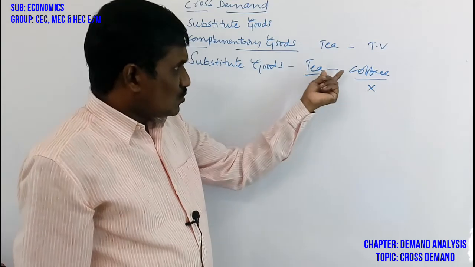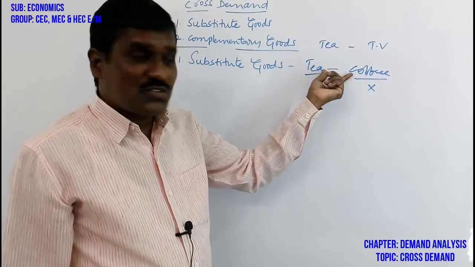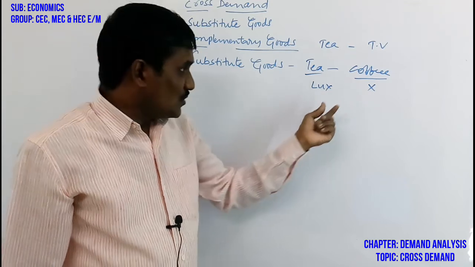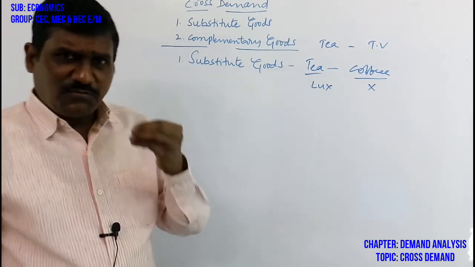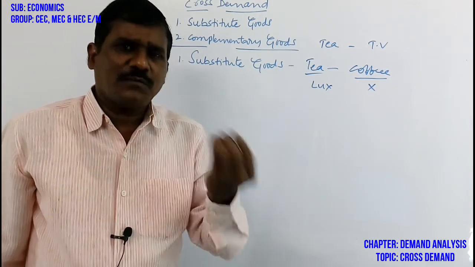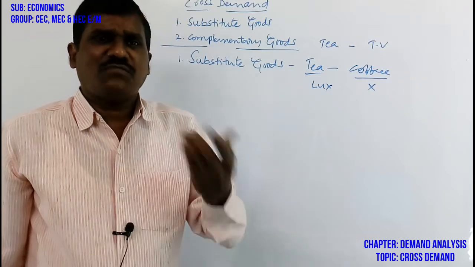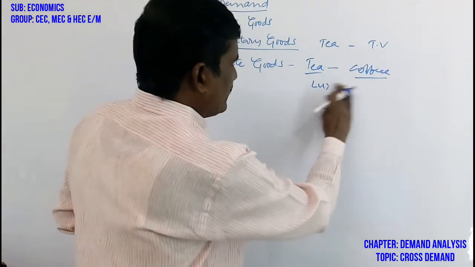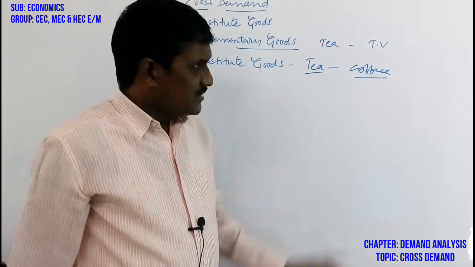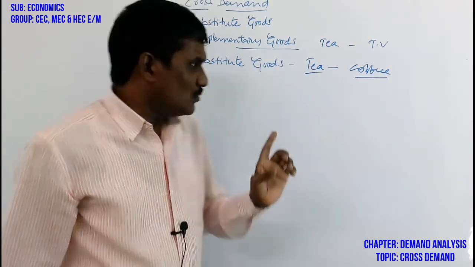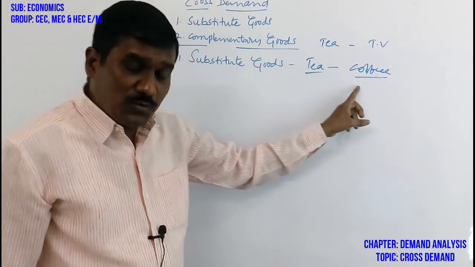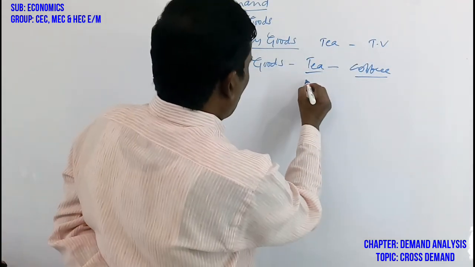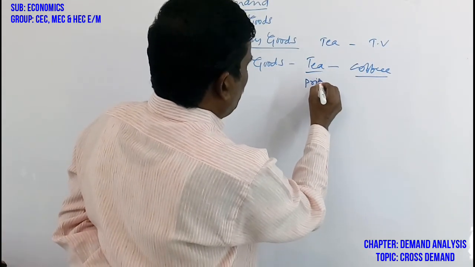Okay, so the two are the substitution goods. When we want to satisfy our wants, if a good is not available, we can satisfy our want with another good. For example, here I have taken tea and coffee. Tea and coffee are both substitute goods. Substitution relationship, substitute goods.